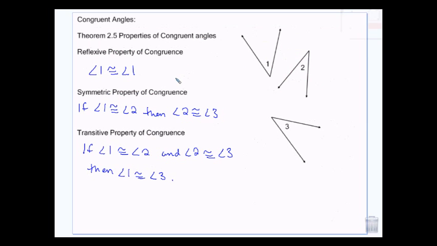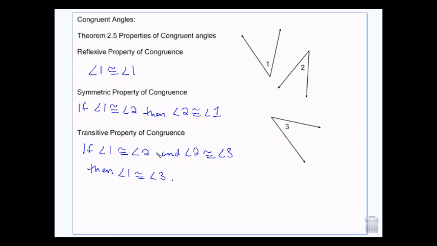Our reflexive property of congruence for angles is the same as congruence for segments, which is the same as reflexive for equality. They look the same on both sides. Angle 1 is the same as angle 1. Symmetric: if angle 1 is the same as angle 2, then angle 2 is the same as angle 1. So I can flip it around, the congruent, just like I can an equal sign.